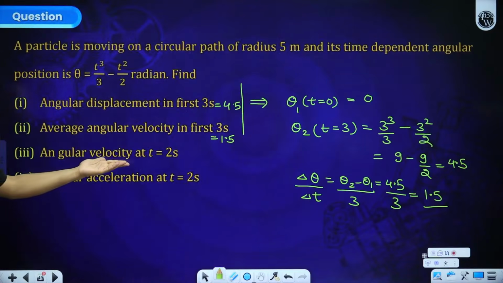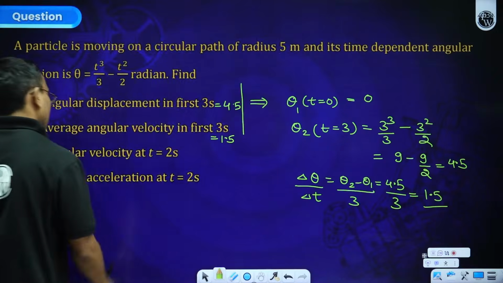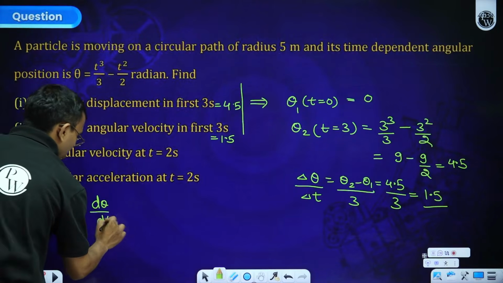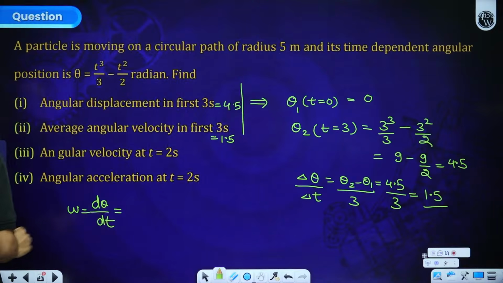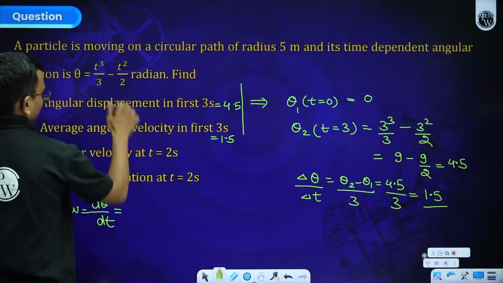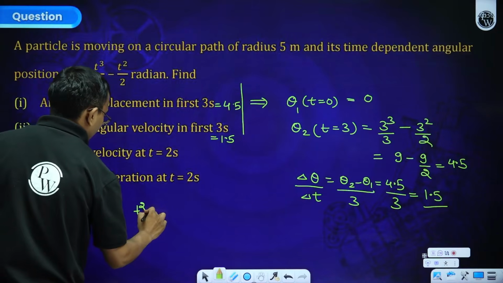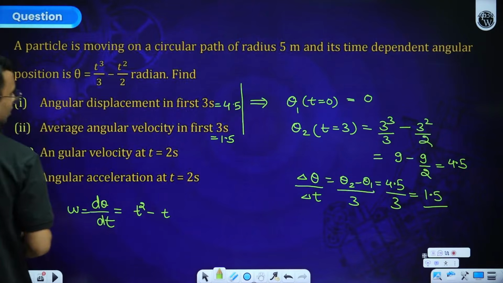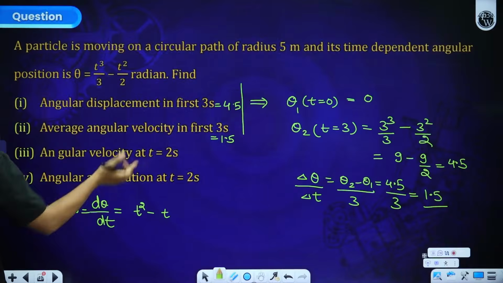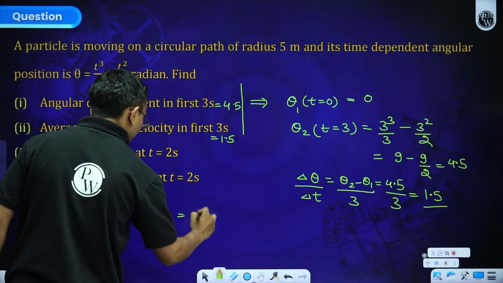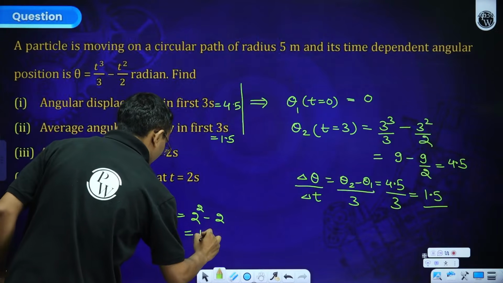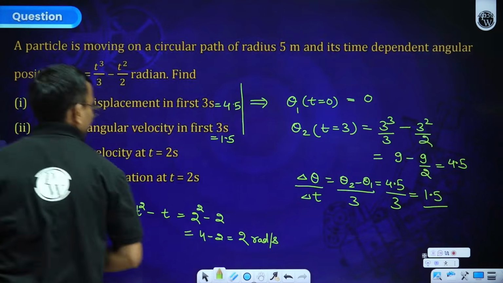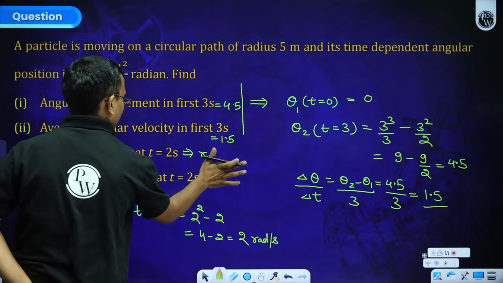Then angular velocity at t equals 2 seconds, which means I need the instantaneous one here. So d theta by dt, this is my omega. Differentiate it: 3t square by 3, the differentiation of t cube, so that will be t square, minus the differentiation of t square, which is 2t by 2, t. So omega is t square minus t. Now put t equals 2 here: 2 square minus 2, 4 minus 2. This comes out to be 2 radian per second.